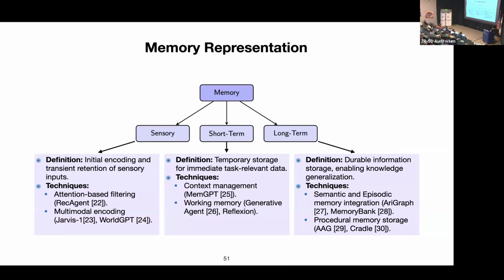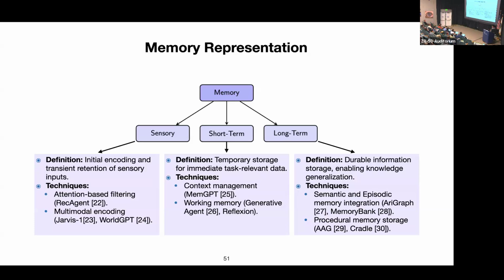So for the representation, let's say the sensory memory. It's about the initial encoding and the transient retention of your sensory input, right? You have some raw signals, you need to acquire it. So here the key is how you can perform attention-based filtering to reduce the noise and retain the valuable information, and how you can deal with multimodal inputs, to perform effective multimodal encoding and align with different signals.